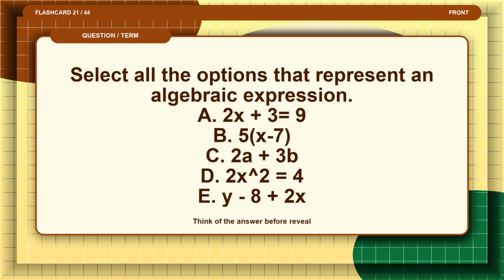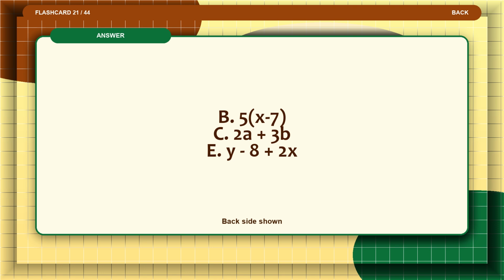Flashcard 21. Select all the options that represent an algebraic expression. A. 2x plus 3 equals 9. B. 5x 7. C. 2a plus 3b. D. 2x2 equals 4. E. 8 plus 2x. Think of the answer before the reveal. The answer is B. 5x 7, C. 2a plus 3b, and E. 8 plus 2x.